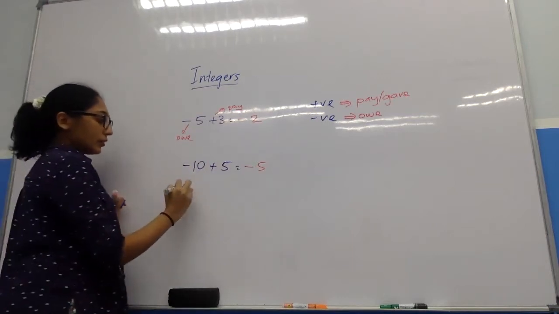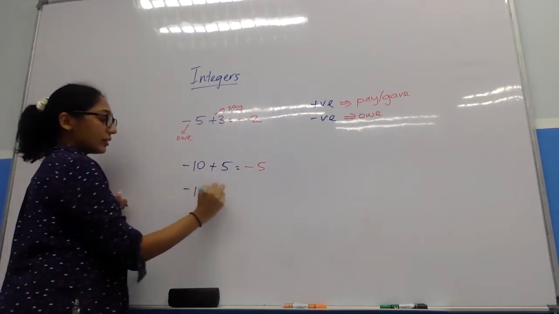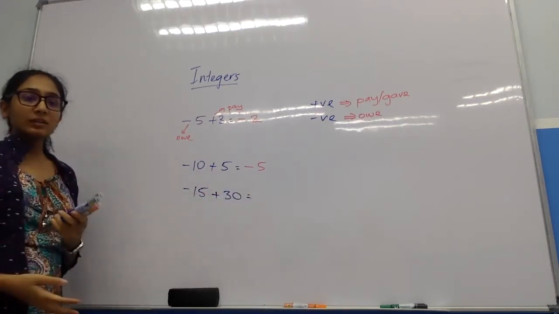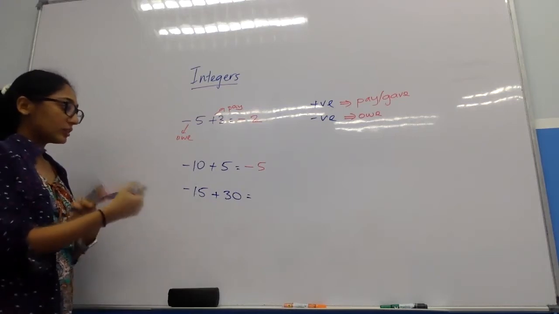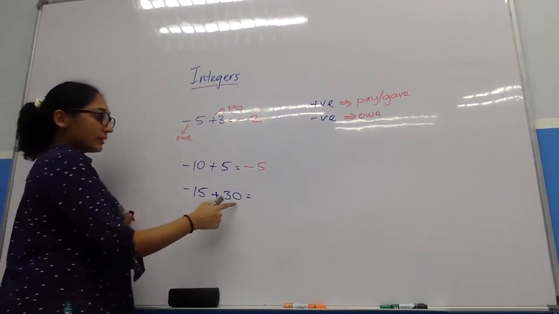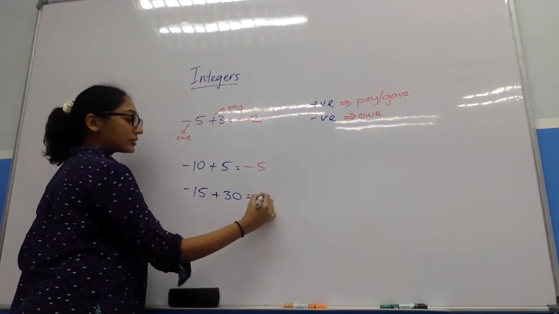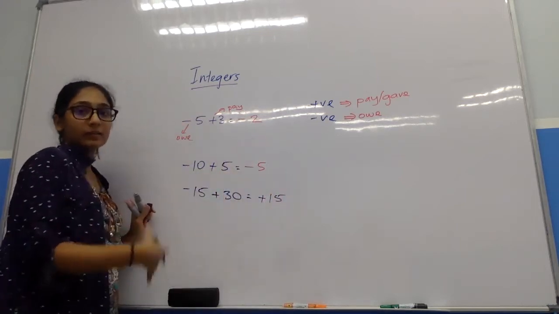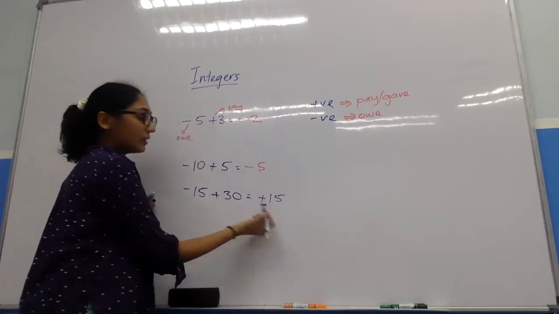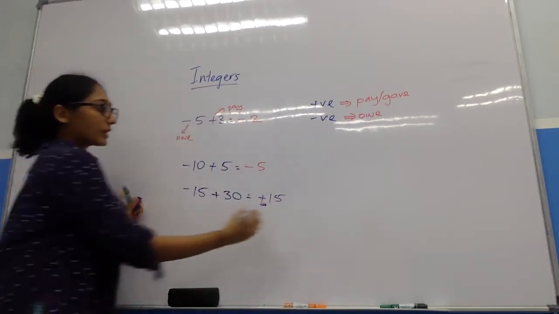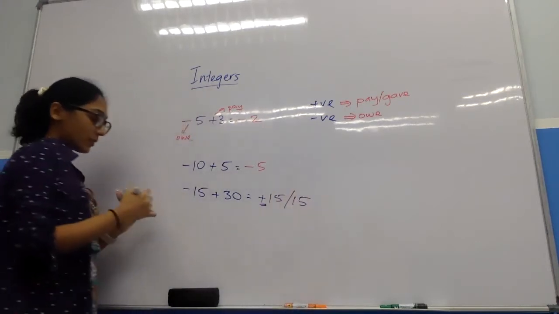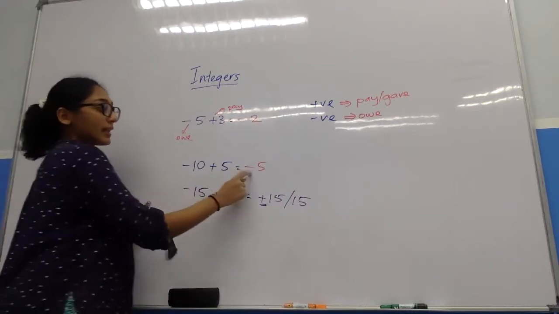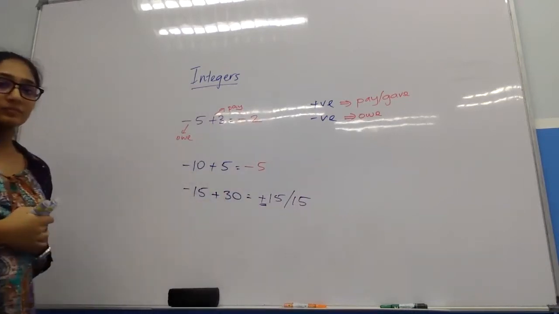Okay? If you owe someone 15, but you paid them 30, that means you paid them extra. You owe only 15, but you paid extra. So what happens is, you paid an extra 15. Because you gave them an extra 15, it's a positive 15. Or you can just write it as 15. When it's a positive, you can write it as it is. You don't have to write the positive symbol. Only when it's a negative, you write negative.